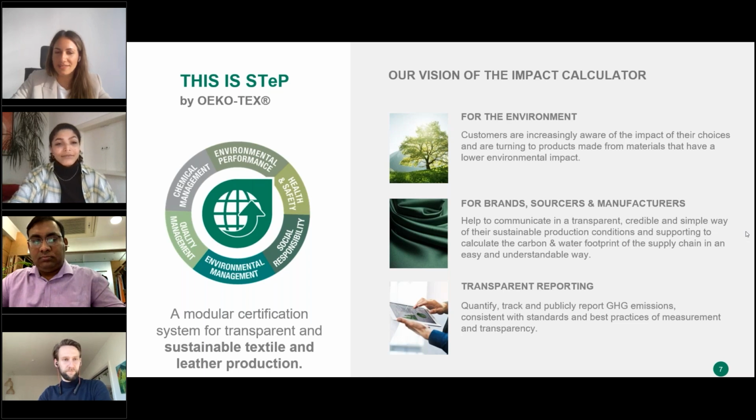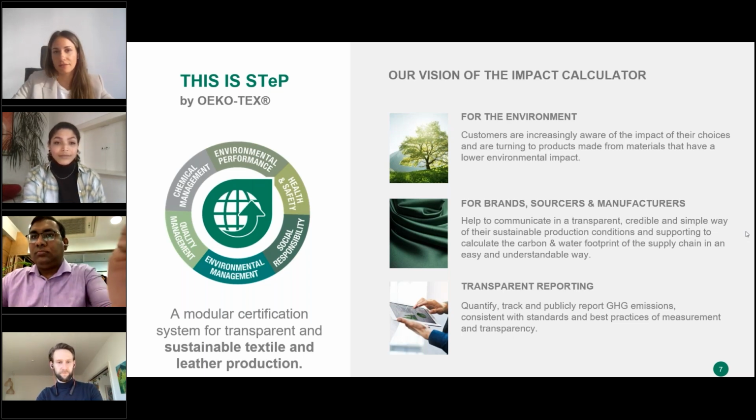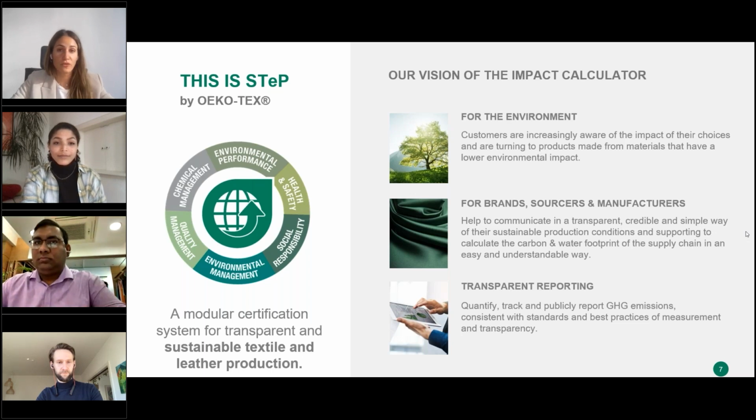LCA is quite complex, meaning simplicity for us was also key. And on top, it's really important for us to give them guidance on where to start the journey of tracking the data. Furthermore, for OEKO-TEX, we really want to provide best measurement practices, especially when it comes to carbon and water footprinting, so that we are consistent with different standards and measurement, and transparency is crucial there, that we communicate where we rely on the standards.